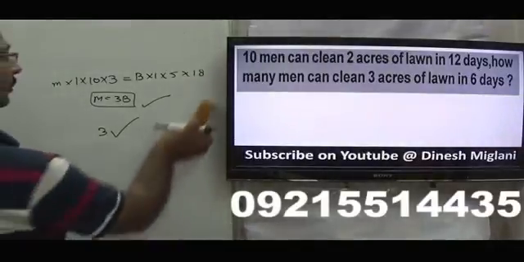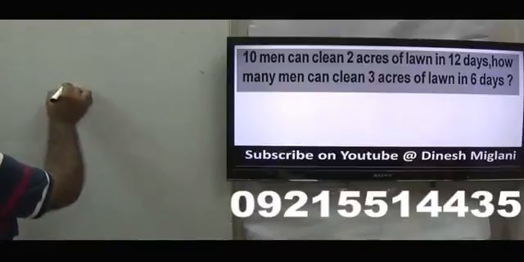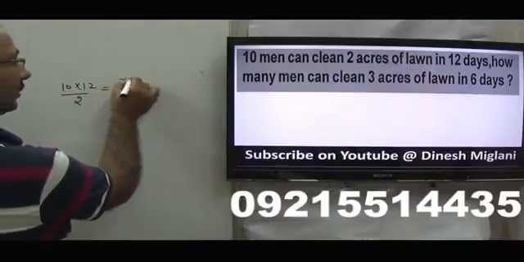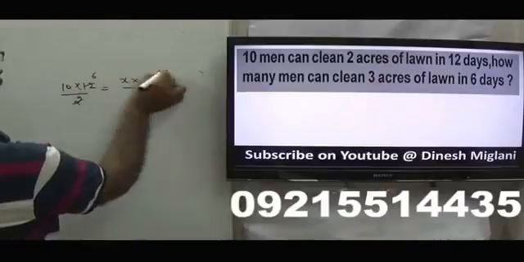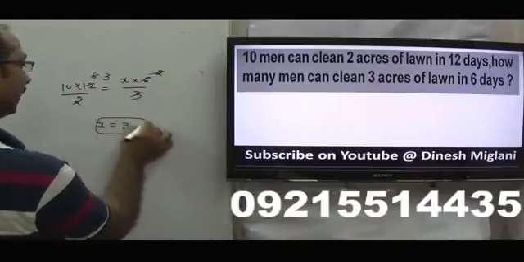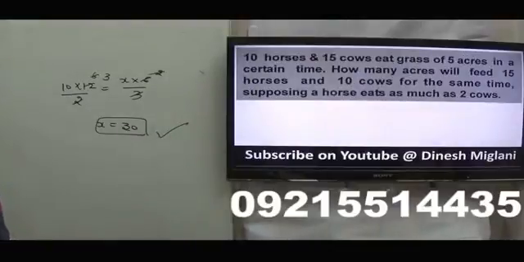Let us take the next question. It is given that 10 men can clean 2 acres of lawn in 12 days. How many men can clean 3 acres in 6 days? Same question: 10 into 12 by 2 is the same as x into 6 by 3. 3 will go on 2, 2 will go on 6, 2 will go on 3. So x equals 30. 30 is my answer. How many men are required? 30.